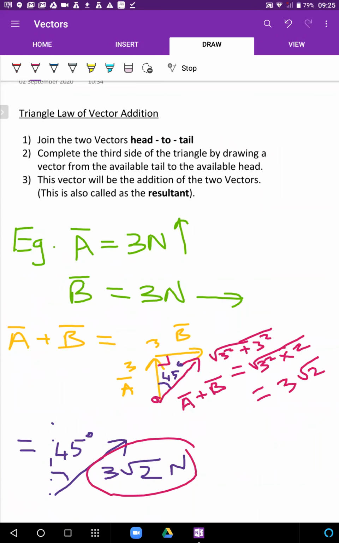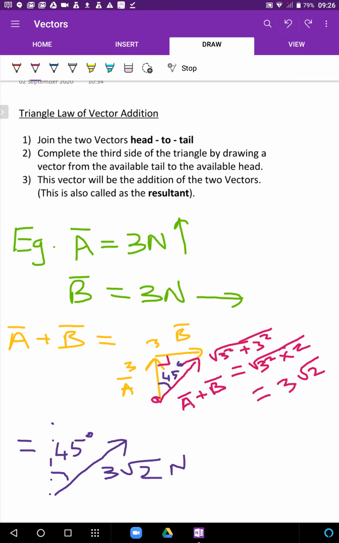Is everyone clear with the magnitude? How the magnitude of the third side comes out to 3 root 2, by applying Pythagoras theorem. Okay, all right. The other thing is, how do I know the angle? Yeah, magnitude is 3 root 2 Newton. You're right. Magnitude is not just the number, it's the number with the unit. So magnitude is 3 root 2 Newton. Correct.